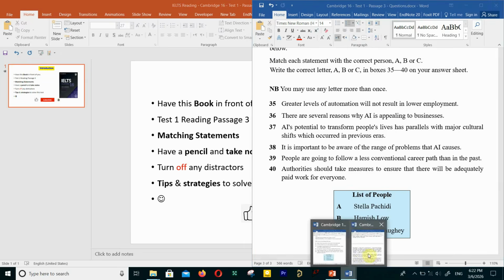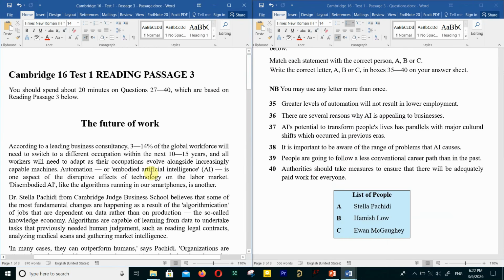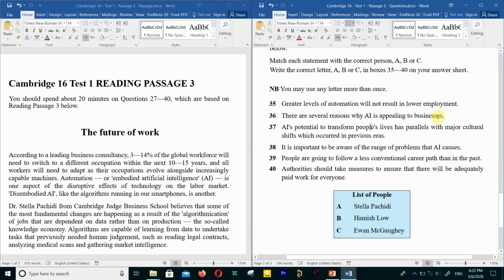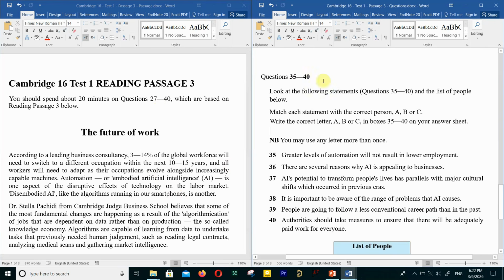As always, I split the page into two halves. On the left hand side you can see the passage, and on the right hand side you can see the questions relating to this passage, Questions 35 to 40. I previously covered two videos relating to this passage, and this is the third video for this passage.